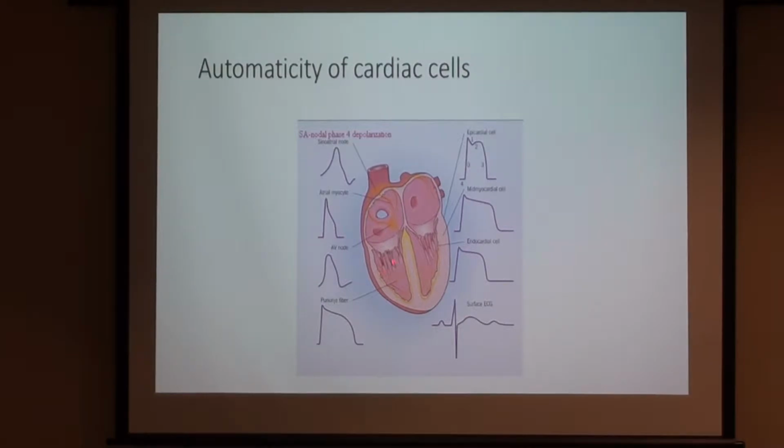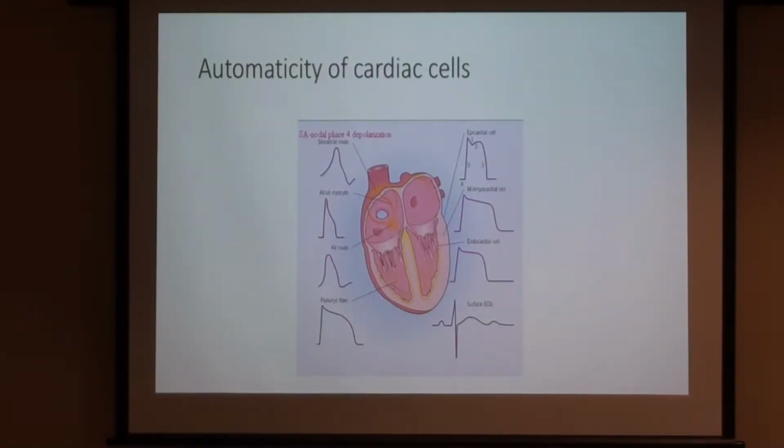Recall that every cell of the heart has the capability of being the pacemaker. If you record the electrical activity within a single cell, you can see its depolarization pattern. Every cell in the heart is capable of being the heart's pacemaker. It's just that the SA node tends to do it faster than everything else. And it's the addition of all of these various potentials within the heart that generates the surface electrocardiogram.